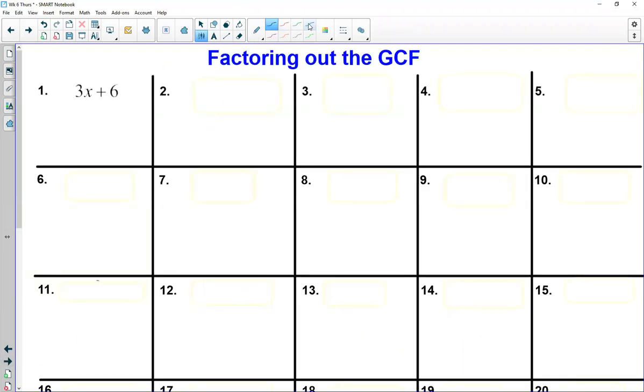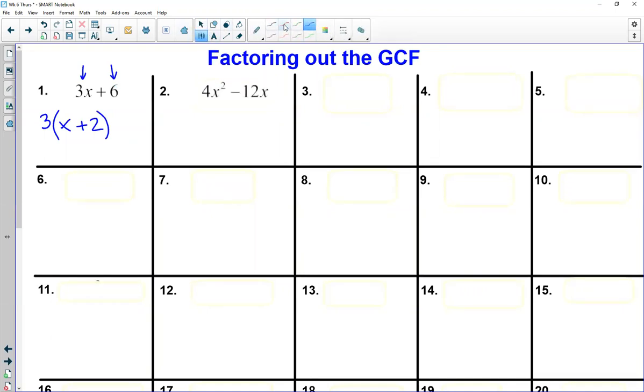So our first one, we're looking at 3x plus 6. We're looking at both terms, both the 3x and the 6. What do these both share? Well, they both share a 3. So I'm going to pull a 3 out. I'm going to factor out the 3. And then I'm going to have to use some multiplication. 3 times x will give me 3x. And 3 times 2 will give me 6. So I was able to pull out a 3 of both the 3x and the 6.